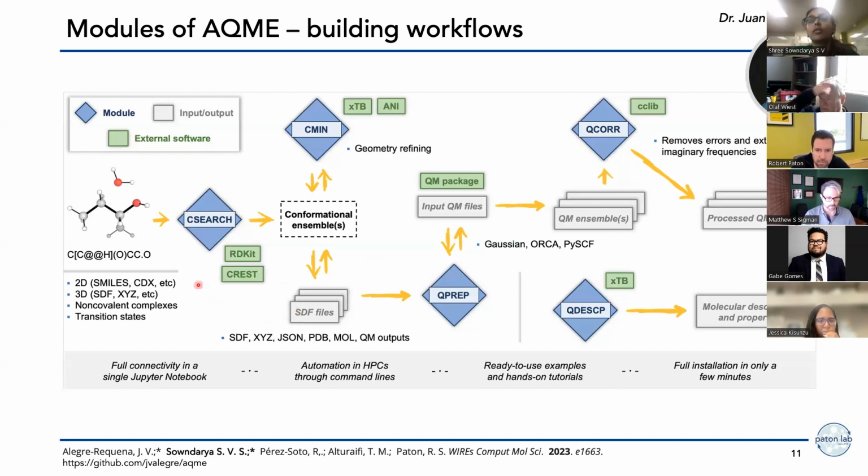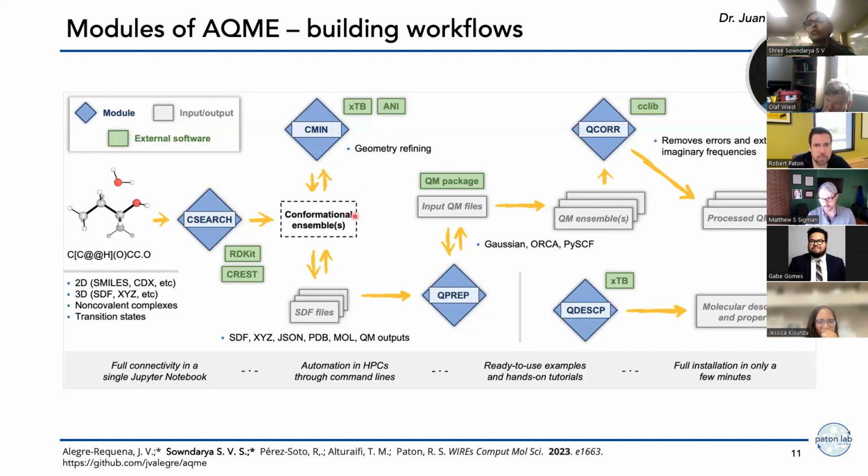If you start with, for example, a SMILES structure of a molecule, it could be a 2D representation or a 3D representation. It could also be a non-covalent complex or a transition state itself. You could perform CSEARCH using different methods incorporating, for example, RDKit or CREST to generate a bunch of conformer ensembles, for which if you want to do geometry refining, you can utilize the CMIN module to perform geometry refining using semi-empirical methods such as XTB or machine learning potentials such as ANI.